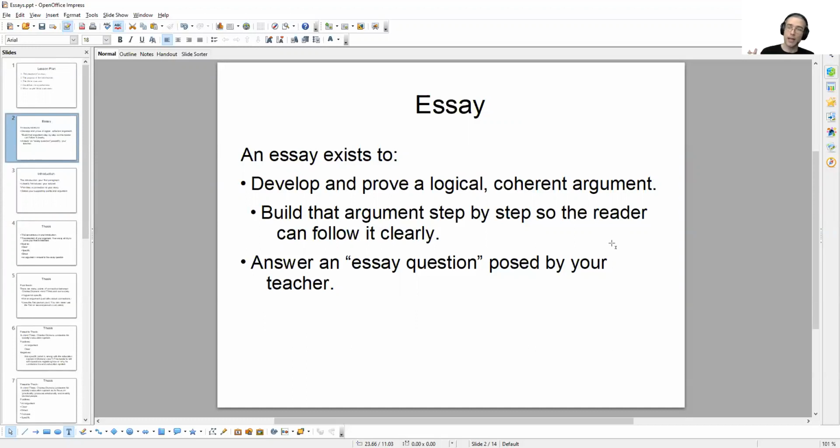Everything develops the argument logically, step by step, point by point. And we're going to be returning to that idea again and again as we talk about every different aspect and element of structure and argumentation in an academic essay. The essay also has to answer the essay question posed by your teacher, obviously. So when you're writing, keep in mind the question that you're being asked, because ultimately everything you do in that essay has to be oriented around addressing that topic and proving your answer to that question.